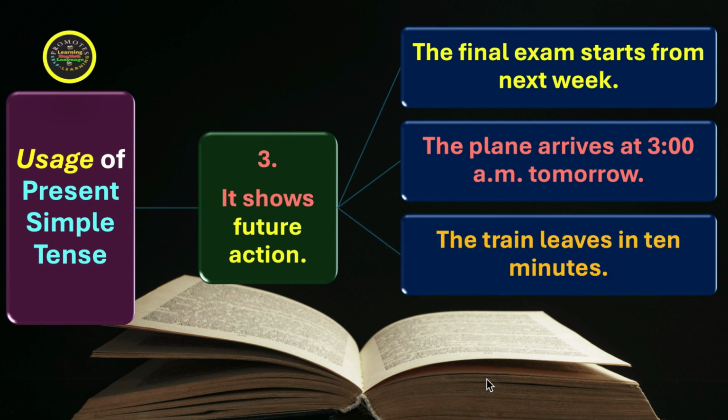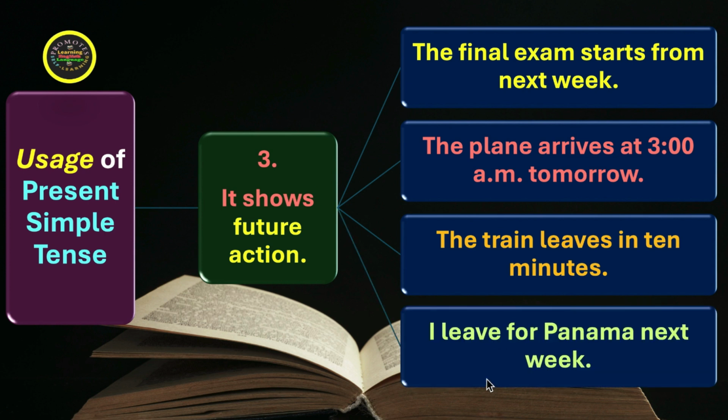Another example, the train leaves in 10 minutes. Not now, after 10 minutes. Future. And I leave for Panama next week. So sometimes present simple tense may convey meaning in the future time, when an action is planned, when an action is scheduled, when a plan is scheduled. I hope in this brief lesson we understand the first rule of present simple tense.